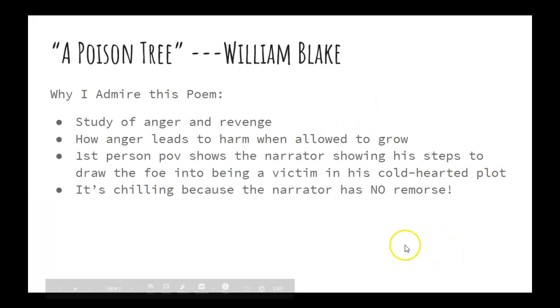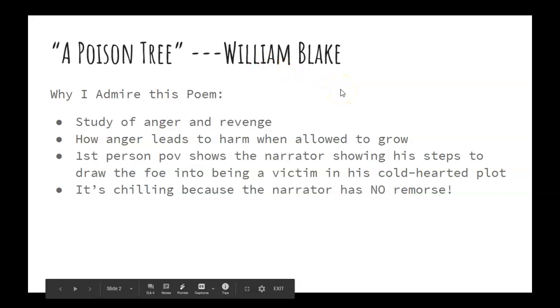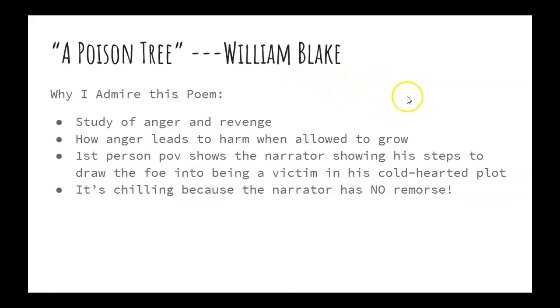So the first poem is called A Poison Tree. It was written by William Blake, probably in the 1700s. It's an old poem. It is a pretty cool poem, I think, because it talks about somebody getting revenge and taking his vengeance out on an enemy and showing absolutely zero remorse. So that's what this poem is all about. It's a study of anger and revenge, how anger leads to harm when allowed to grow. It's written in the first person point of view. It shows the narrator taking steps to draw the foe into being a victim in his cold-hearted plot, and it's very chilling because the narrator has zero remorse, which means he doesn't feel bad about what he did at all.